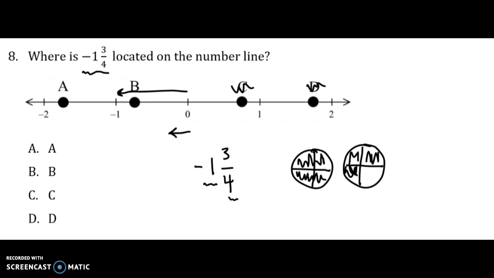And then I need to travel an additional 3/4 of the way along that number line before I get to 2. So if I do that, what you'll see is I end up right at that value of A.